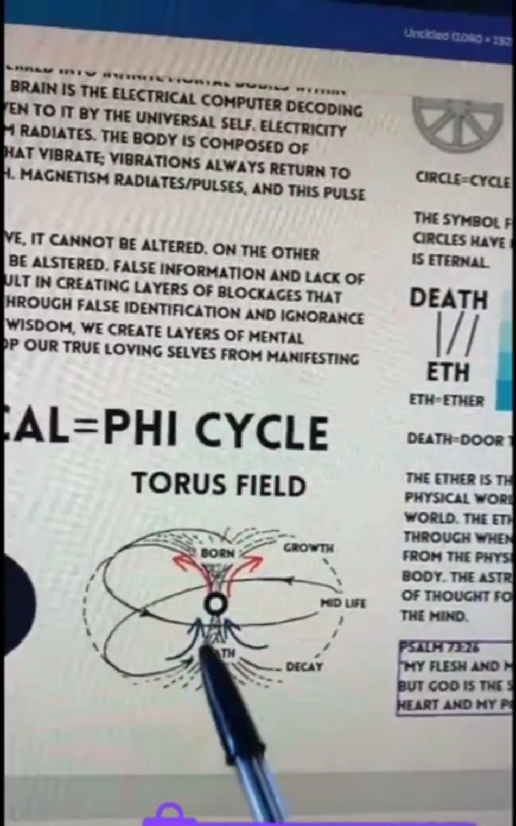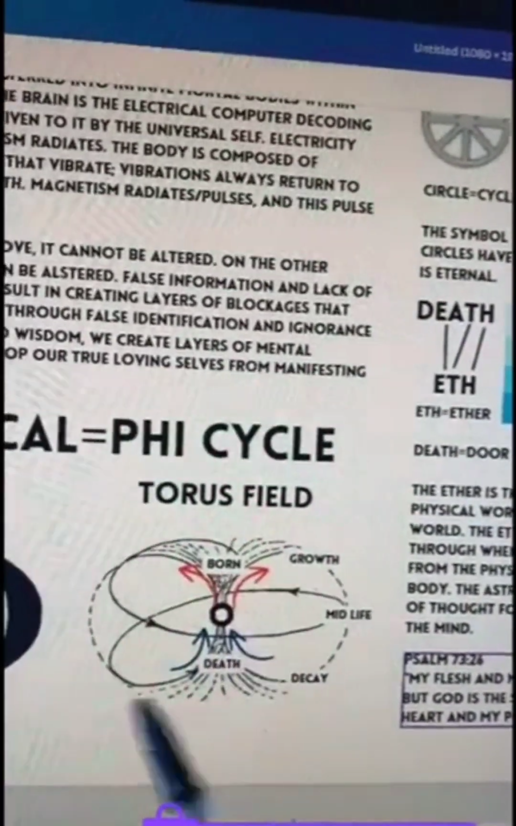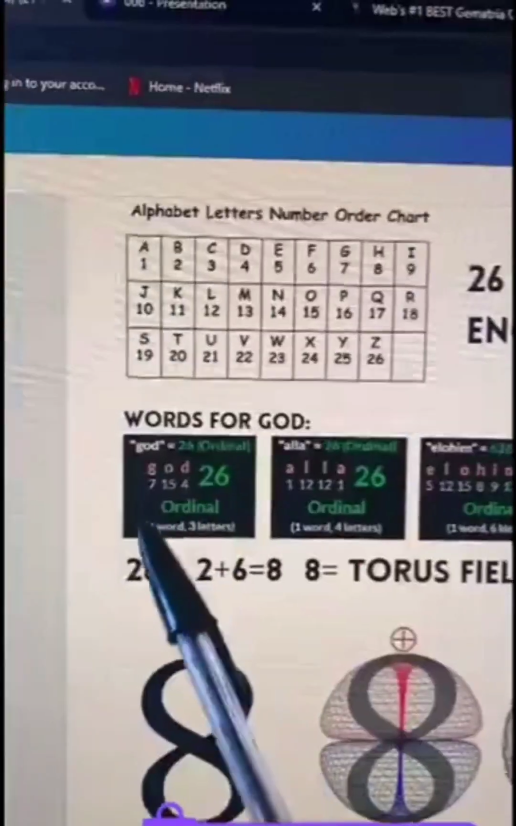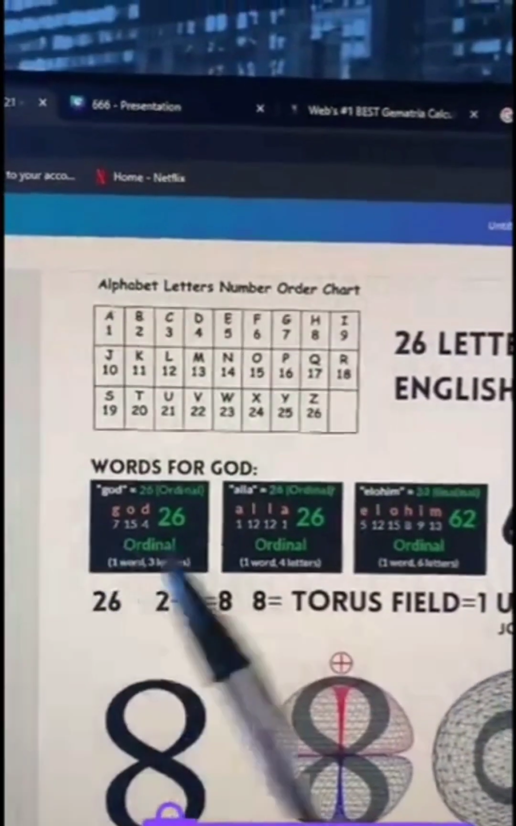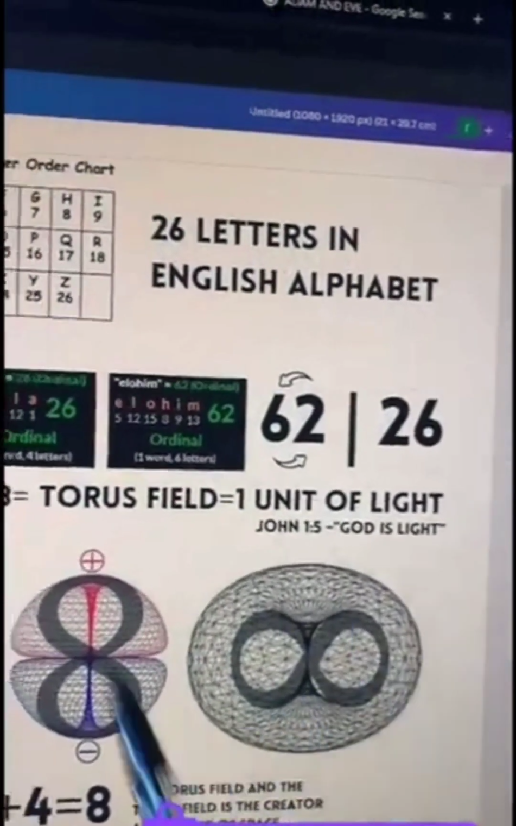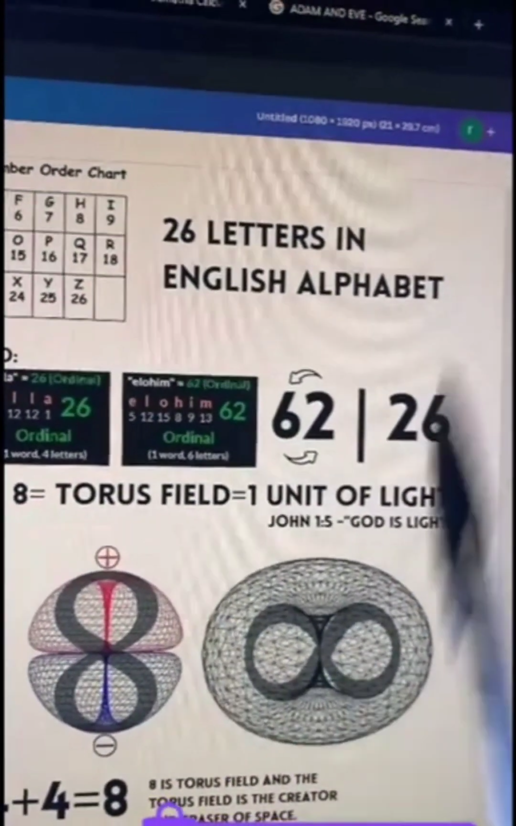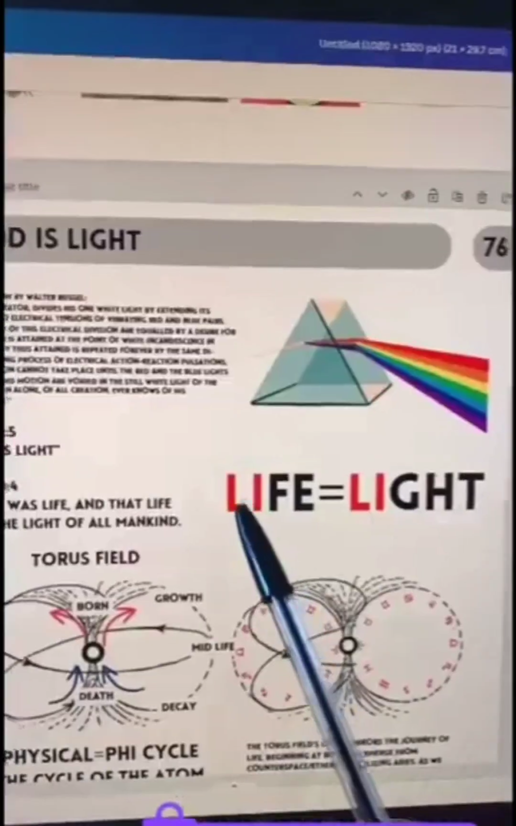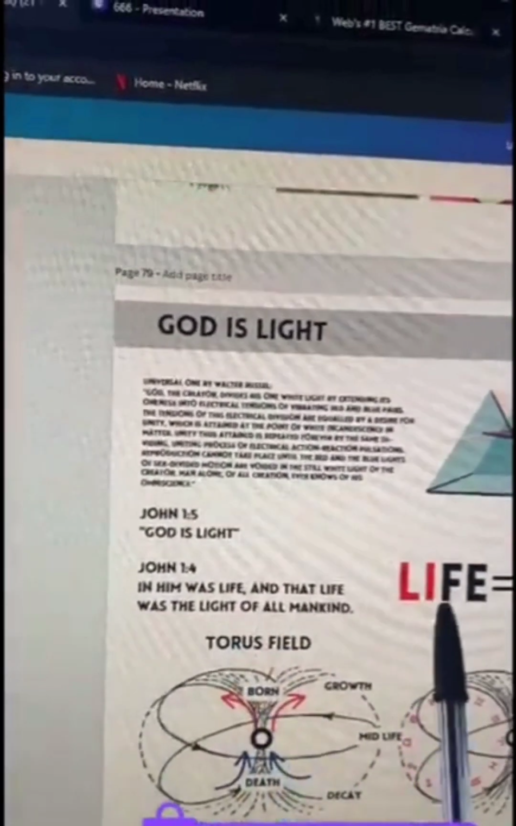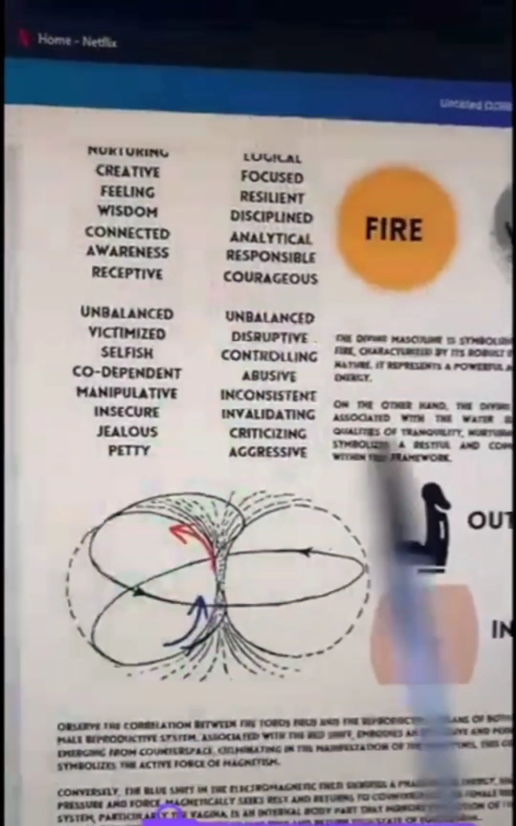Earth, growth, decay, death, back into counter space, and repeat. The infinity symbol comes from the torus field, which is the number 8. God, Allah, Elohim adds up to 8, because in John 1:5 it says God is light. The torus field is one unit of light. Everything is created out of light. Life is light. "In him was life, and that life was the light of all mankind." John 1:4. The out force, male.